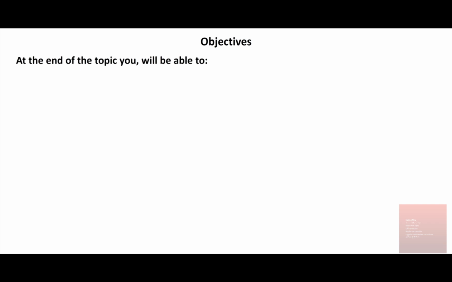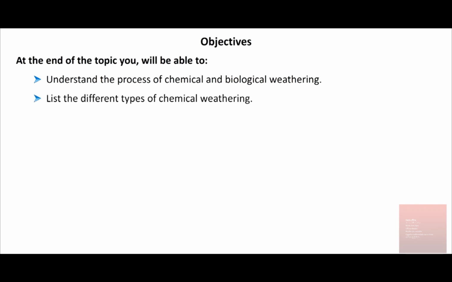At the end of the topic, you will be able to understand the process of chemical and biological weathering, list the different types of chemical weathering, and distinguish between hydration and hydrolysis.